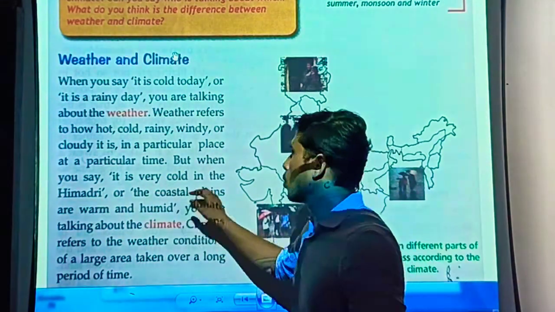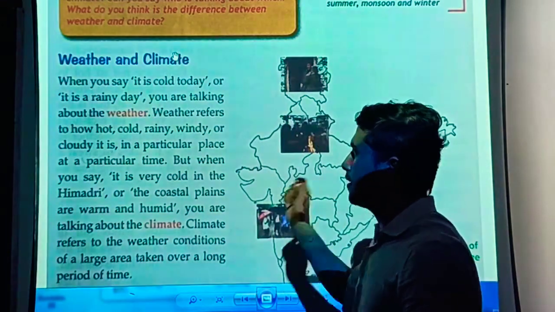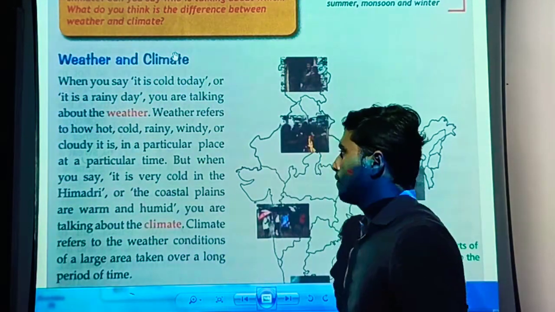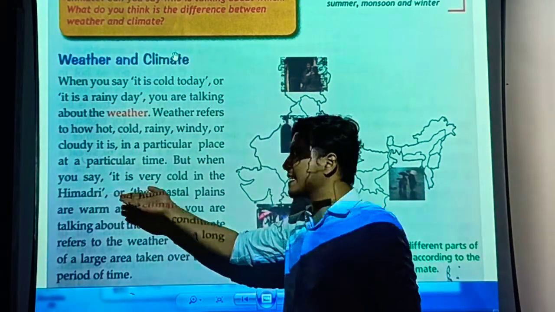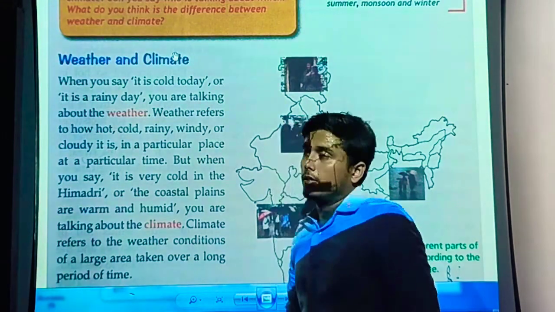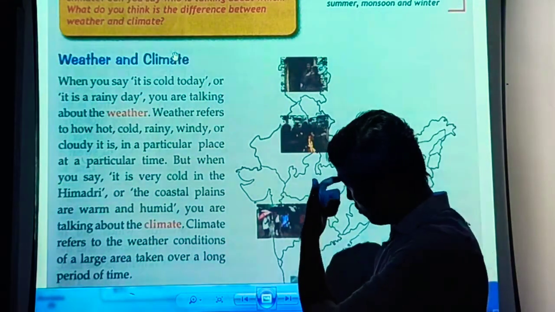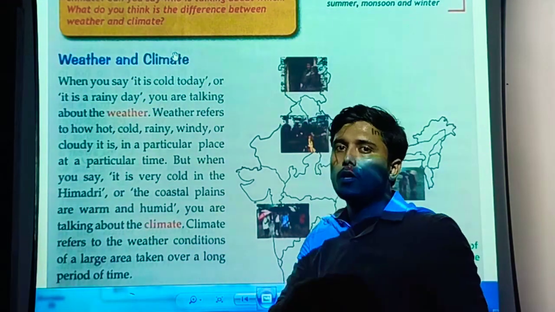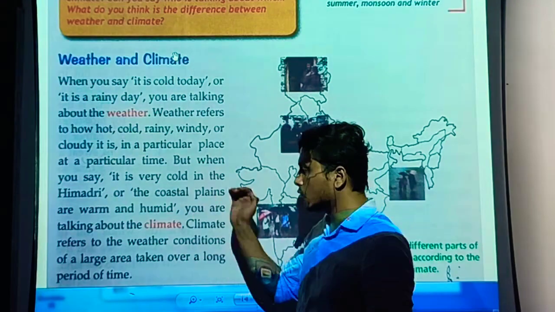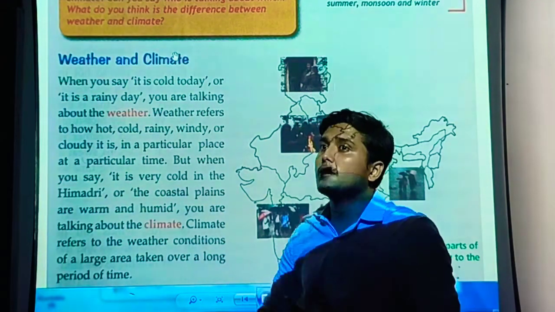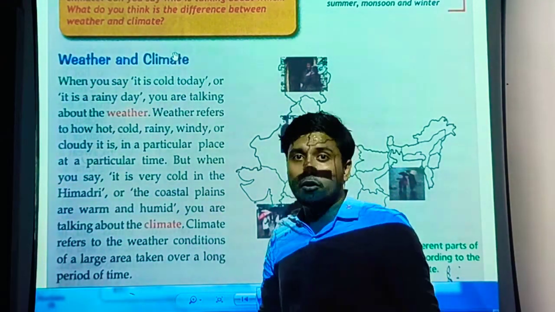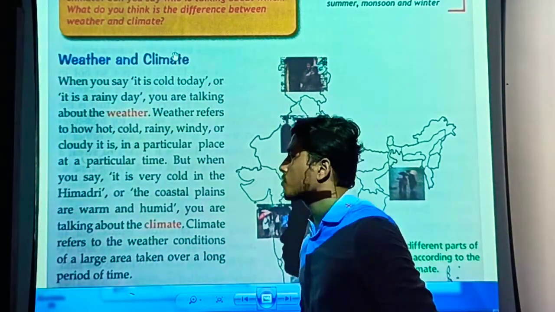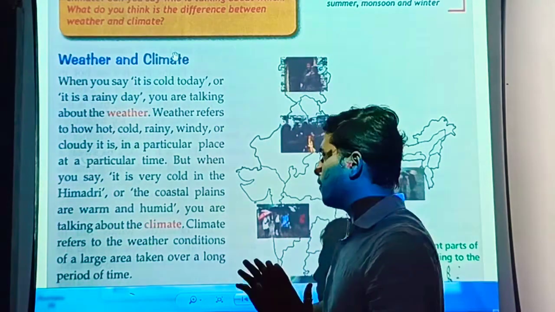But when you say it's very cold in Himadri, or the coastal plains are warm and humid, when we talk about places like this, saying that the climate of that place is very cold, that's why whenever you go to that place, always keep woolen clothes with you. Or when we tell somebody that that place receives a lot of rainfall every year, that's why if you're going there, please carry raincoats with you. In this way we are talking about the climate.